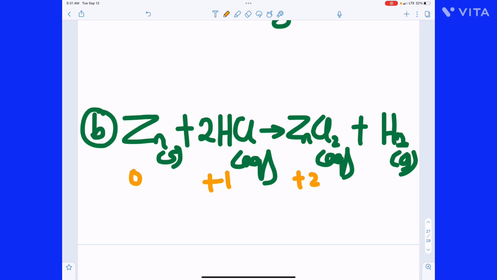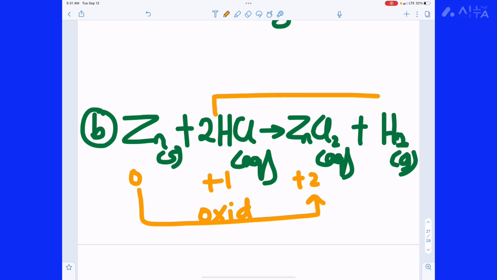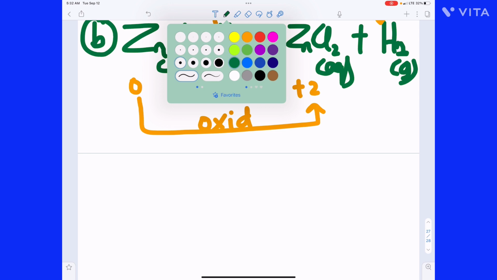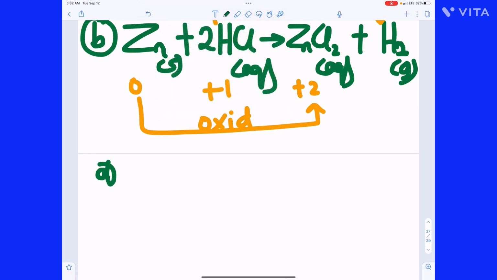So zinc went from 0 to +2. I think that's an oxidation. Am I right? Hydrogen went from +1 to 0. Let me separate them. That's a reduction. So the question says, first we should write what substance is reduced.